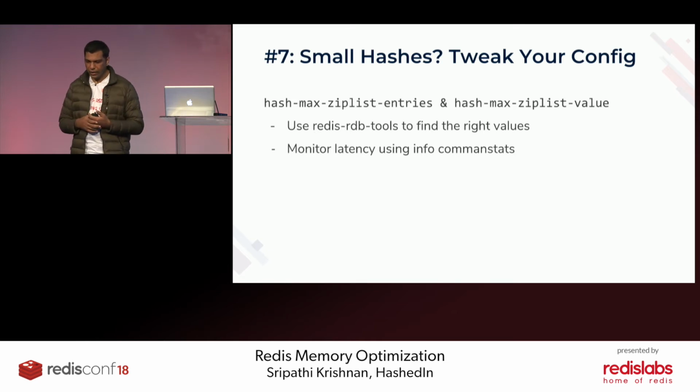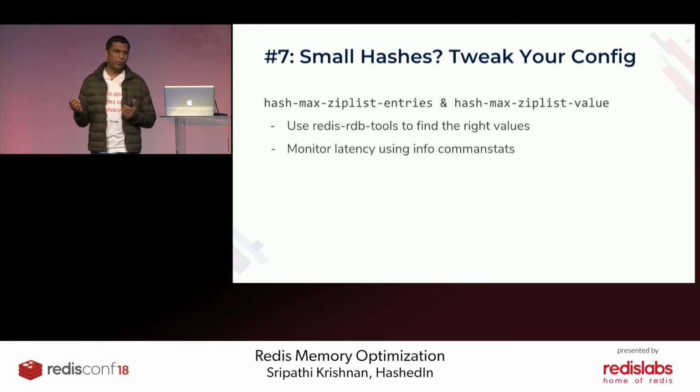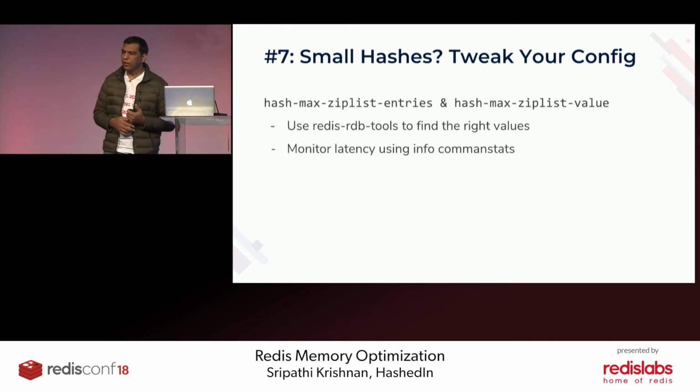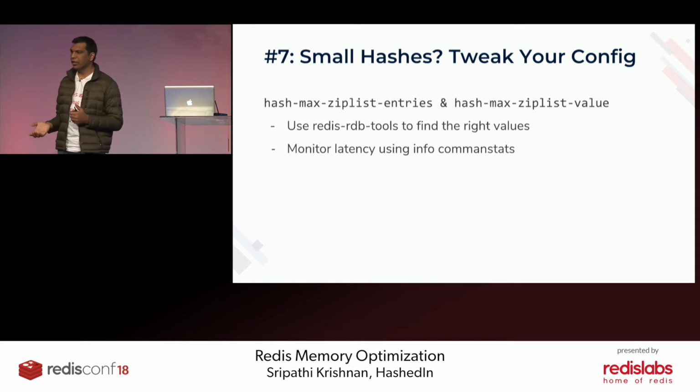The next thing to do is monitor whether it increases your latency. Now you cannot go about and increase it to any arbitrary value, because that will increase the latency of your commands. So what you should be doing is increase the value to a level where it does not increase your CPU utilization and does not increase the latency of your commands. A quick way to check that is using the info command stats. This will give you the latency. Search for all the hash commands and check if, by making this change, your latency for your commands has increased or your CPU utilization has increased.